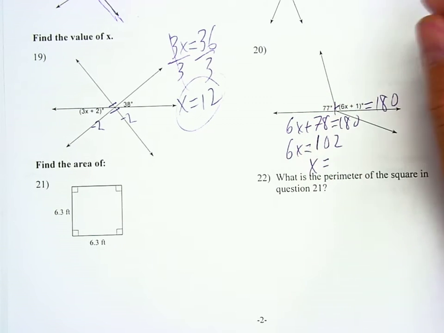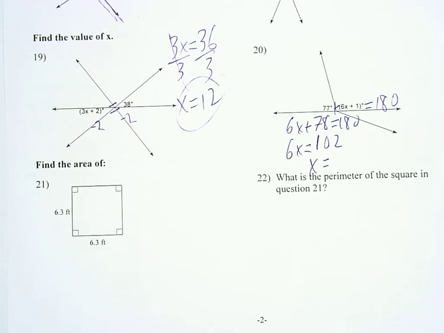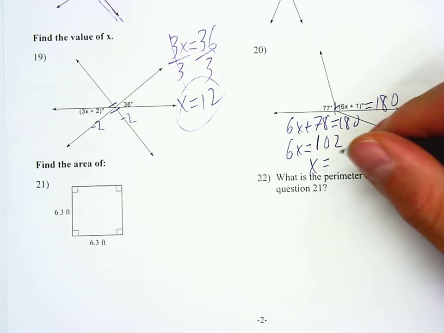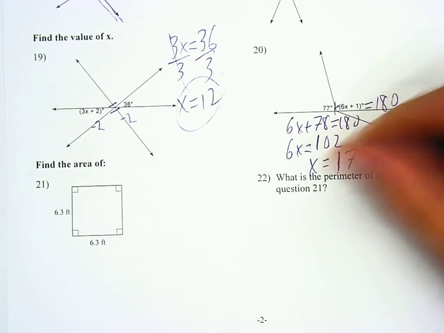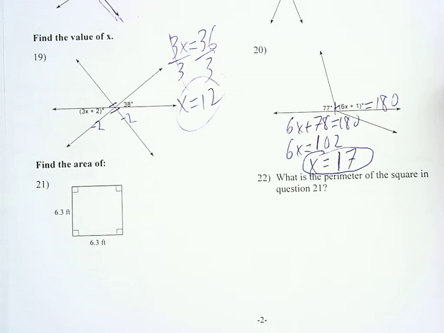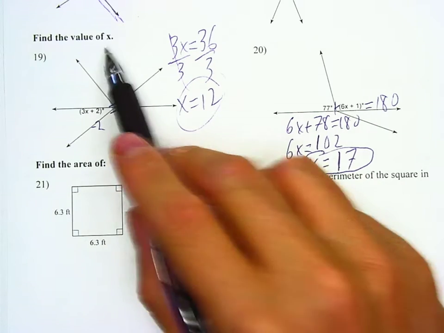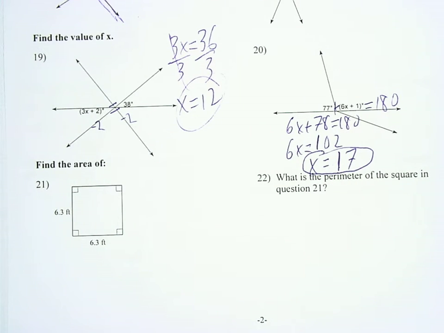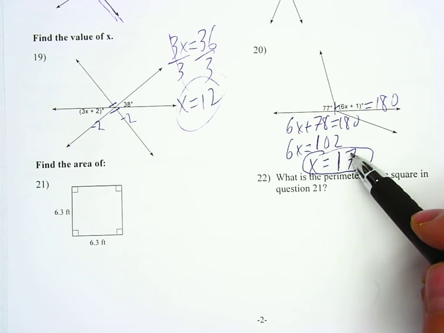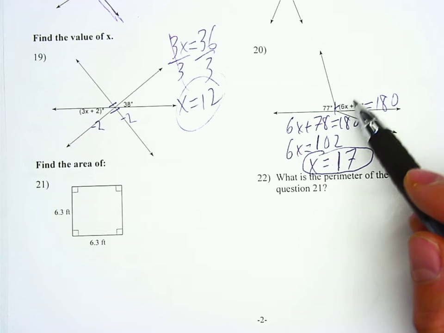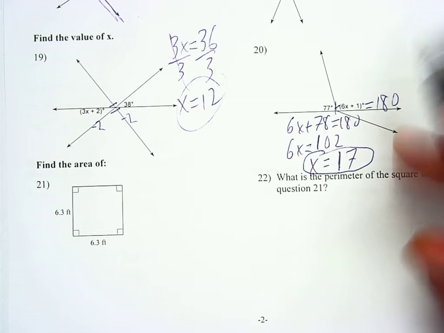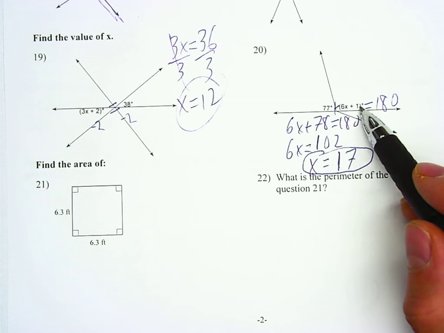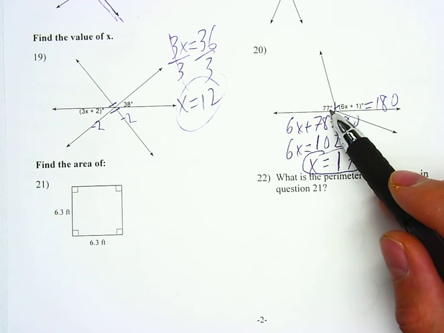And then 6 into 102, well, 6 goes into 60 10 times, and then 42 more, so 17 is my answer. There's 42, 42 is 6 times 7. It did just say solve for x, so I don't have to plug that x back in to get the angles. I could plug the x back in here and verify my answer very easily. So 6 times 17 is 60 plus 42, which is 102. Add the 1, that's 103. 103 plus 77 is 180.